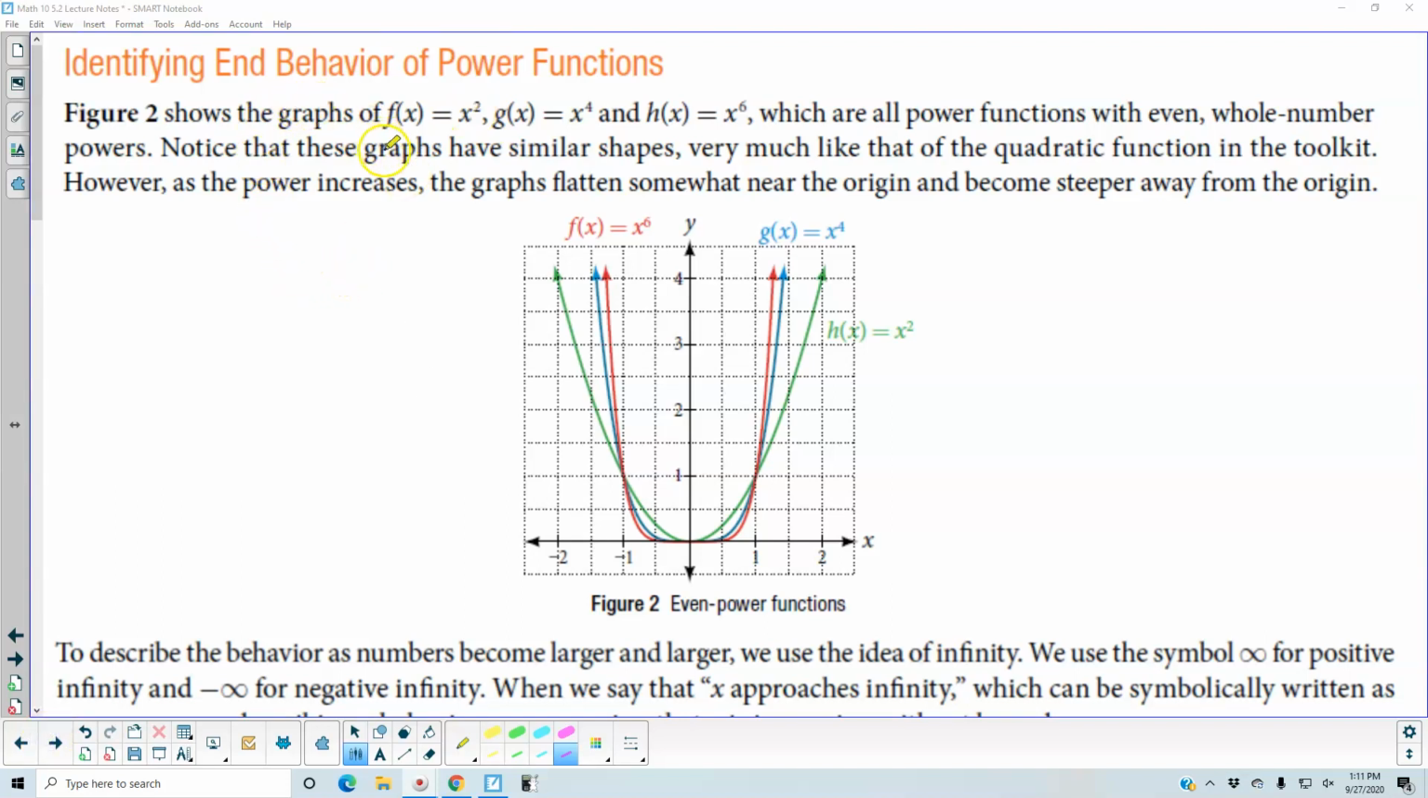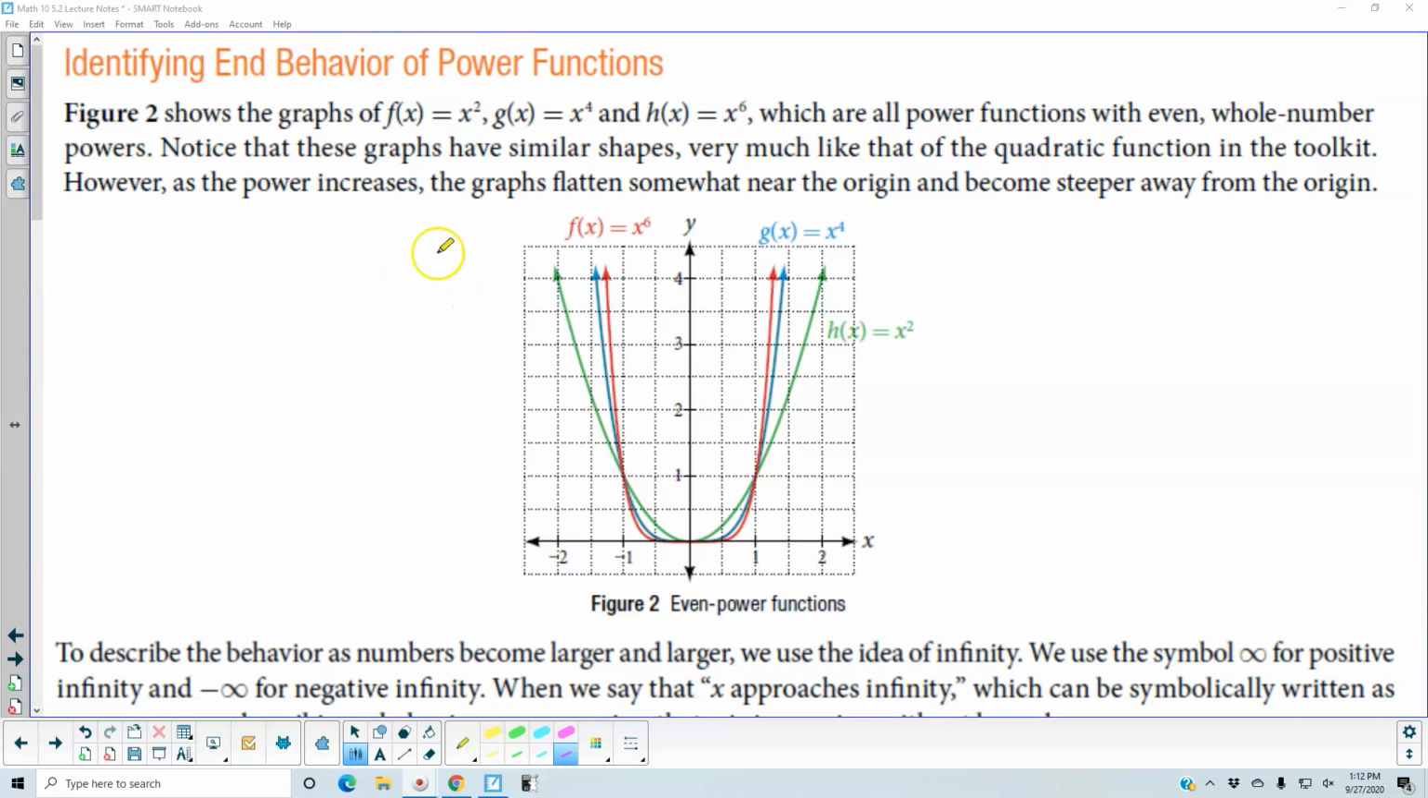Identifying end behavior of power functions. Figure 2 shows the graphs of f of x equals x squared, g of x equals x to the fourth, and h of x equals x to the sixth power, which are all power functions with even whole number powers. Notice that these graphs have similar shapes, very much like that of the quadratic function in the toolkit.